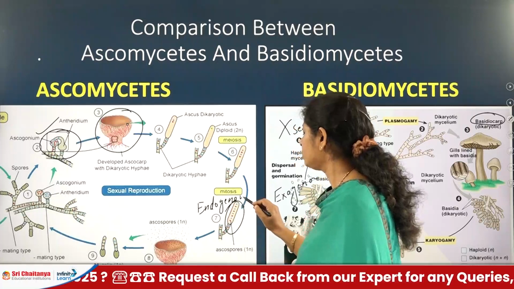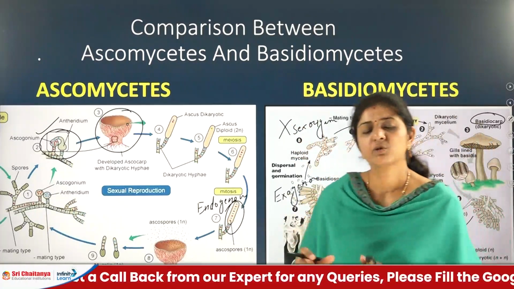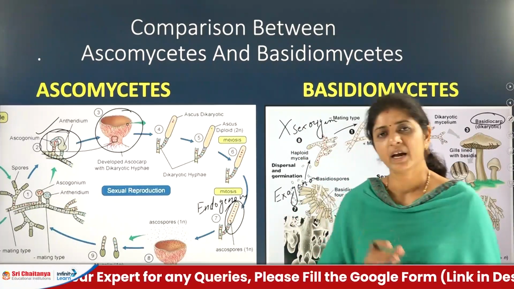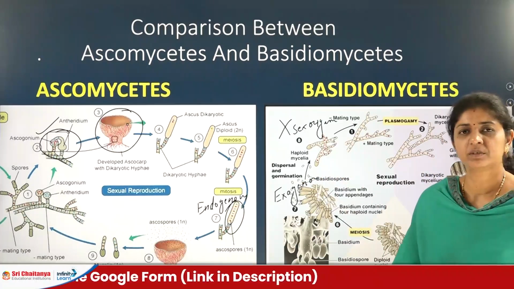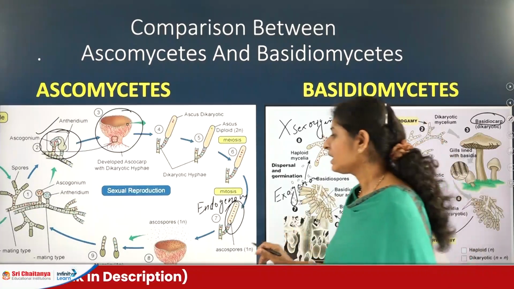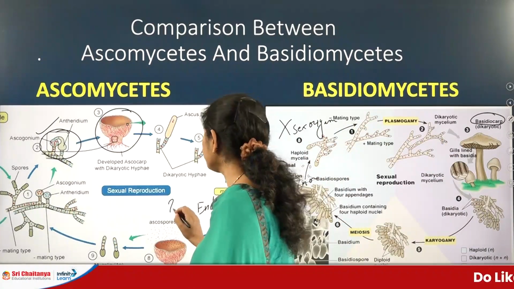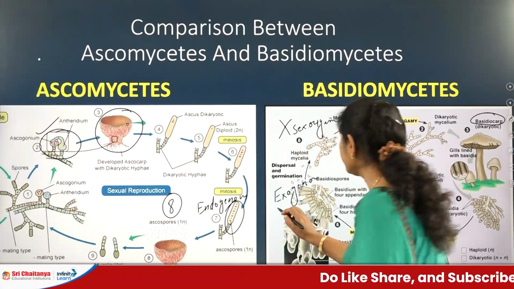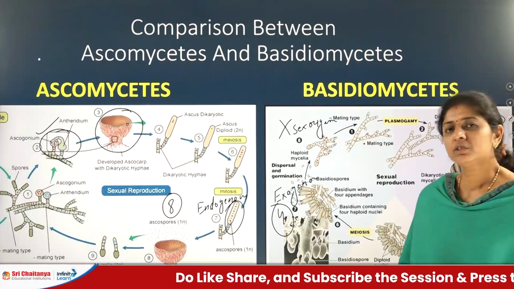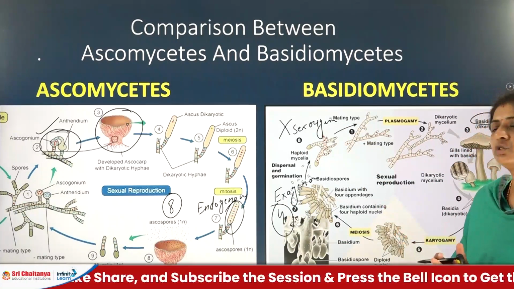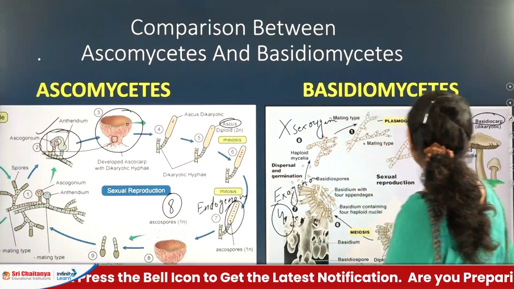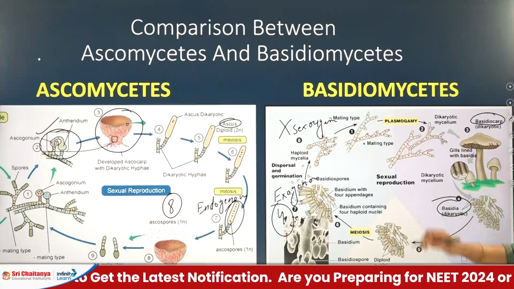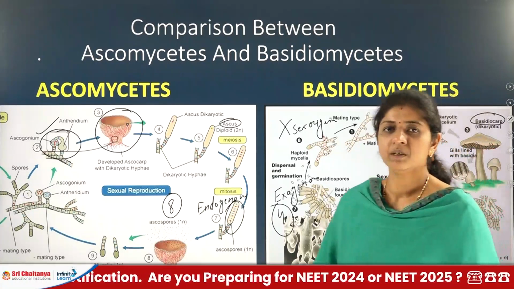Here ascocarp endogenous, I must say ascospores, sorry. Ascospores will be endogenous. Here basidiospores will be exogenous. Fine. And at last, how many are you getting in number? 8. Here you will get 4. Fine. So these are very important differences that you should know. And here you have the ascus, and here you have the basidia as plural, basidium as singular.